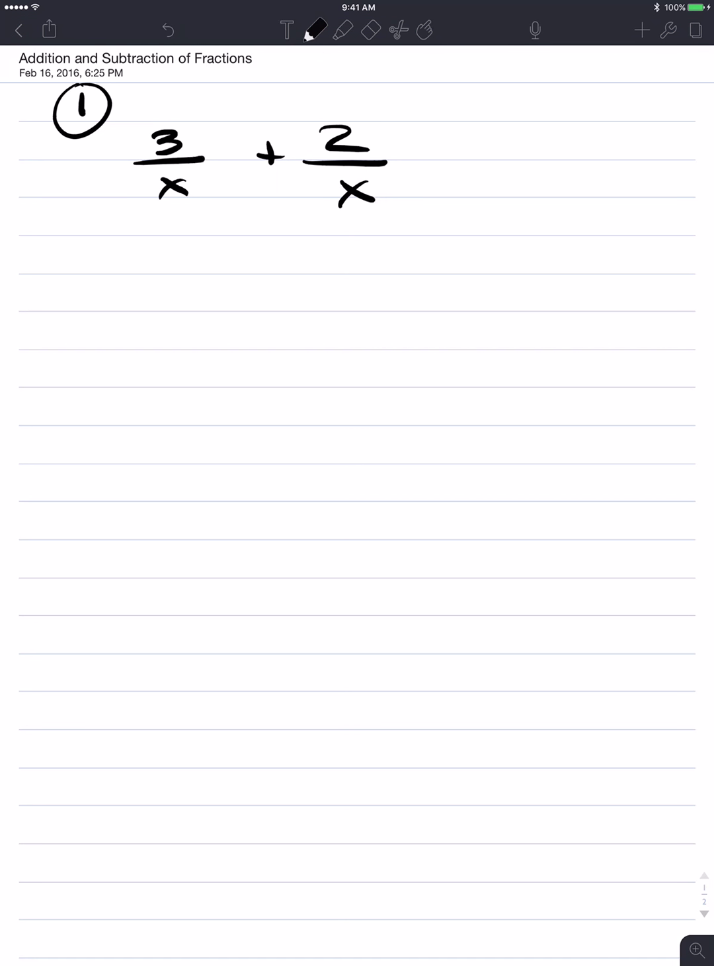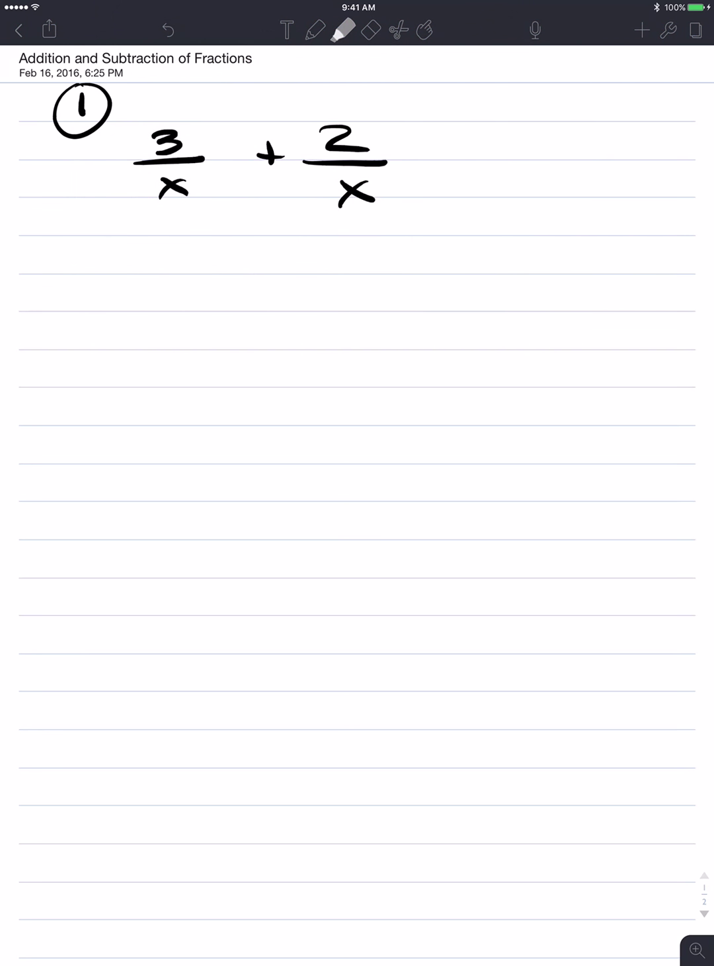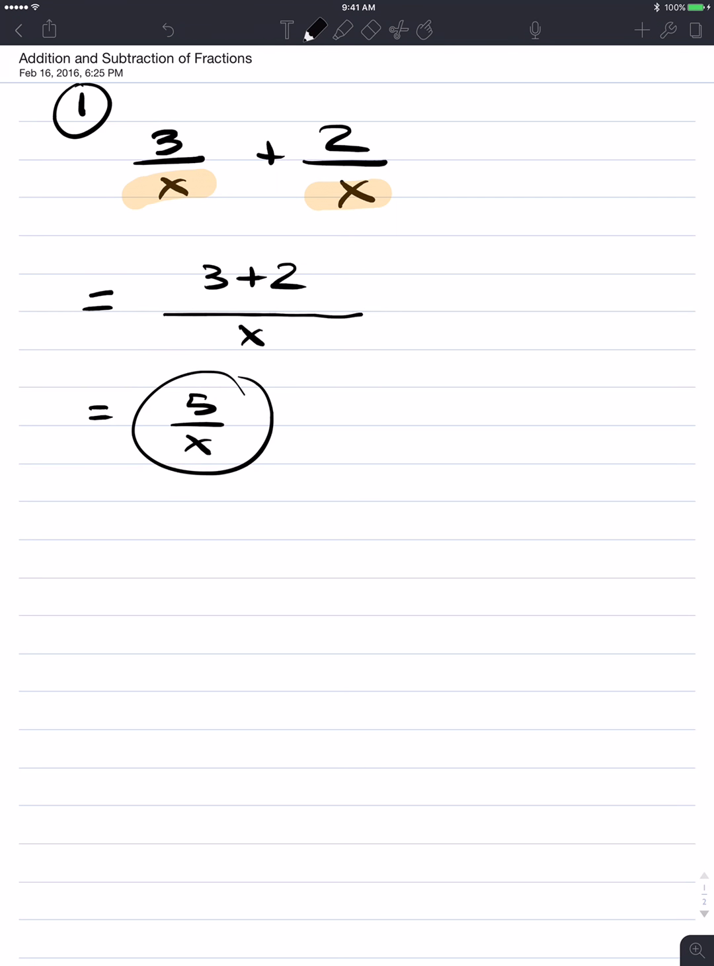Addition and subtraction of fraction homework. We have two fractions here, 3 over x plus 2 over x. These are like fractions because they have the same denominator. So what we're going to do is keep the denominator, which is x, and add our numerators, 3 plus 2. 3 plus 2 gives us 5. The final answer is 5 over x.